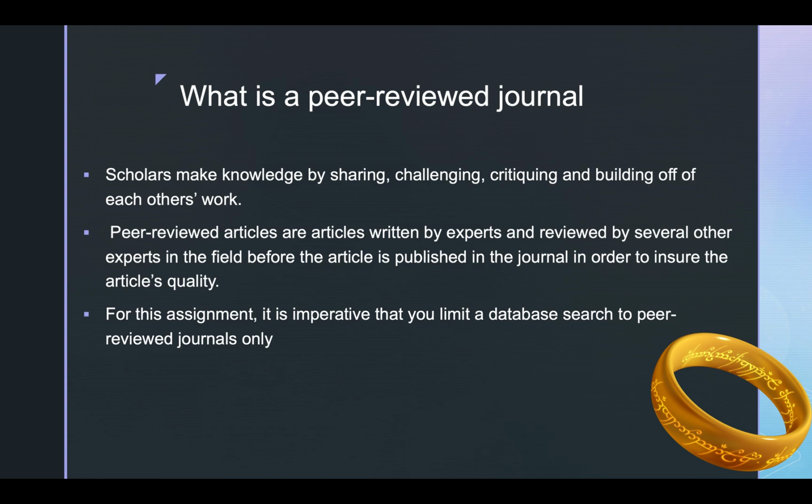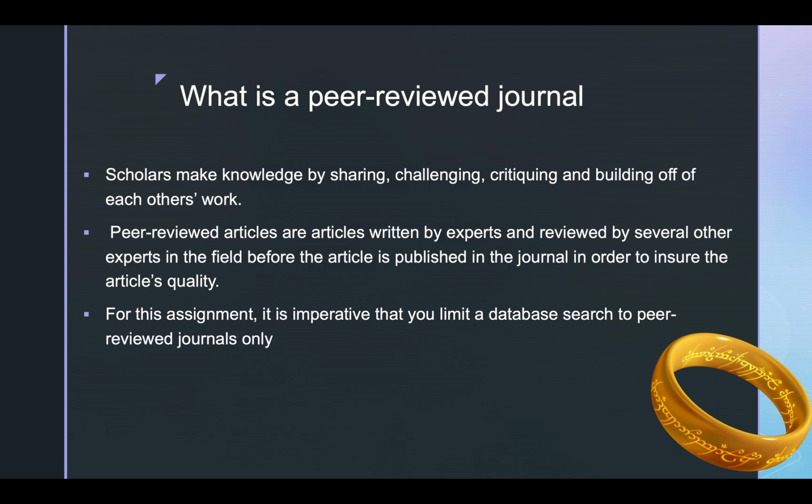So, for those of you who don't understand what a peer reviewed journal is, like I said before in the previous lecture, scholars make knowledge by sharing, challenging, critiquing, and building off of each other's work. And peer reviewed journals are journals that have articles written by experts and also reviewed by experts in that same field. So you know that the articles that you find in peer reviewed journals are of high quality.